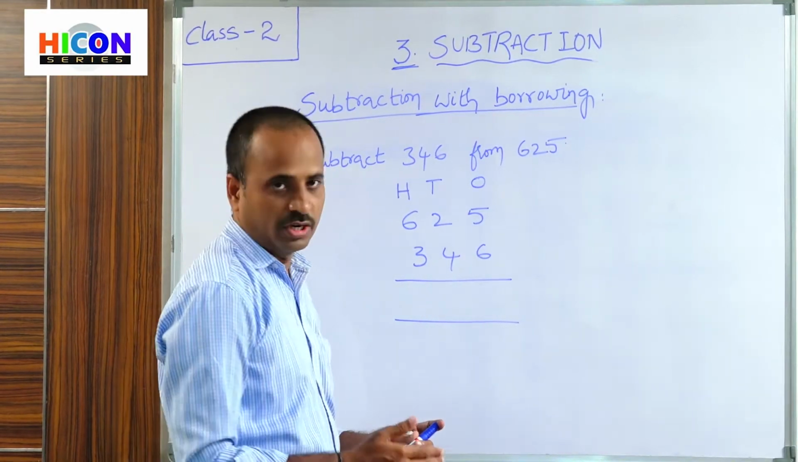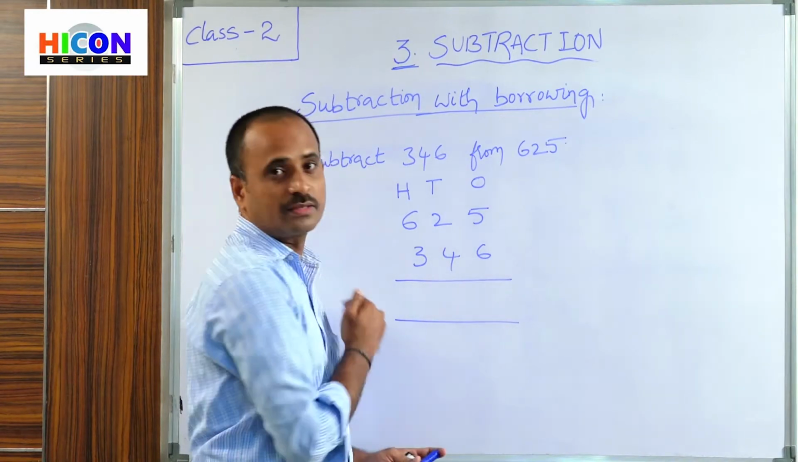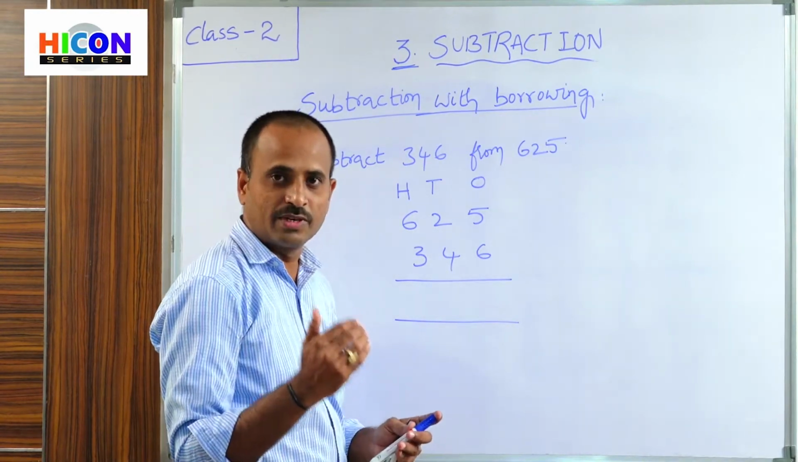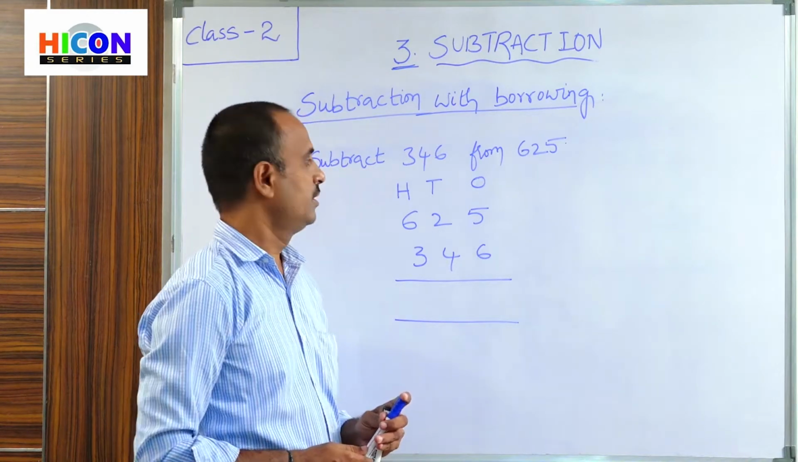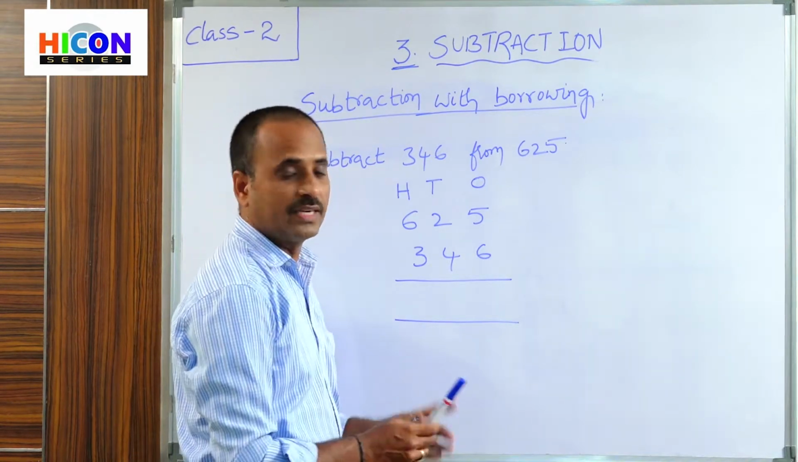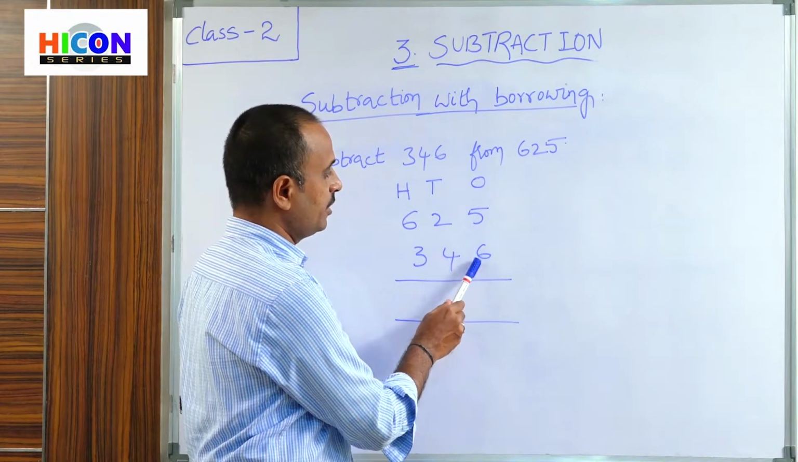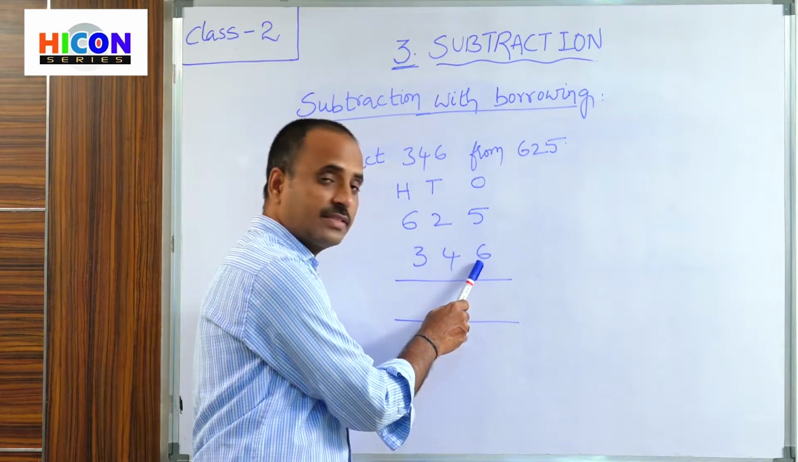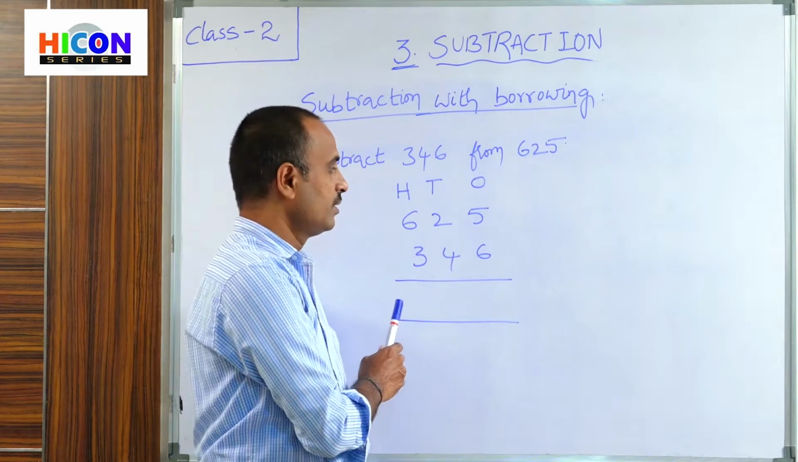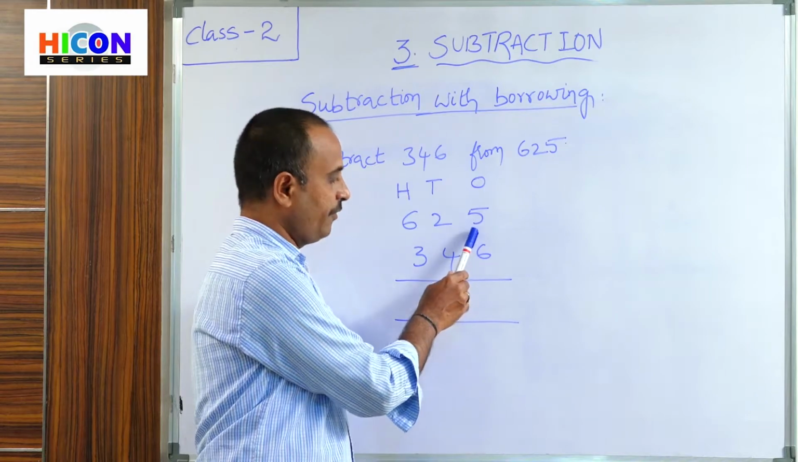Now start subtraction from the ones place, as we have learned in the previous problems. Here, what are the digits present in the ones place? 5 and 6 are present in ones place. What is the first digit? 5. And what is the second digit? 6. So subtract 6 from 5.